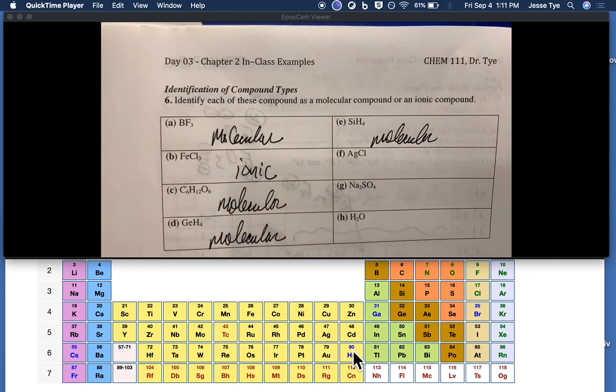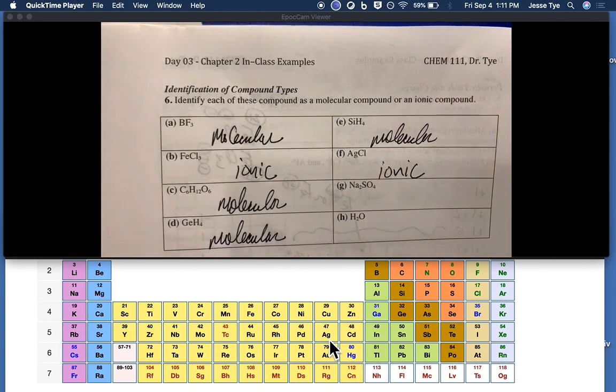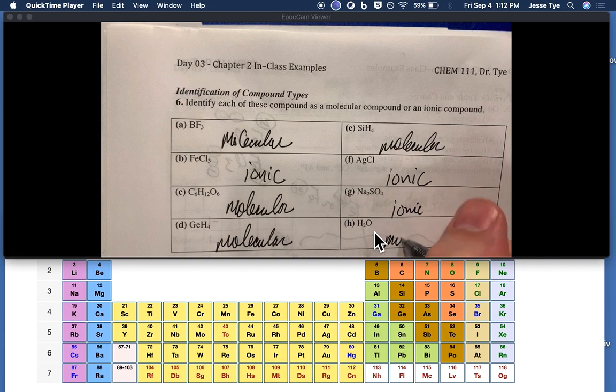Silver, which is to the left of the metalloid line, silver's over here. Silver is a metal, so this is an ionic compound. Sodium's way over here, ionic compound. And then hydrogen is a nonmetal and oxygen's a nonmetal. So it is a molecular compound.